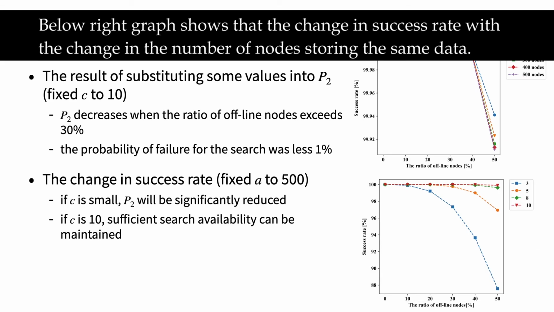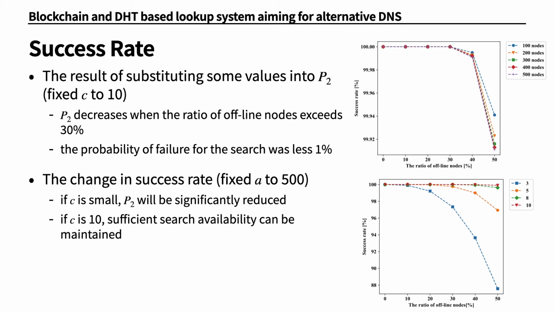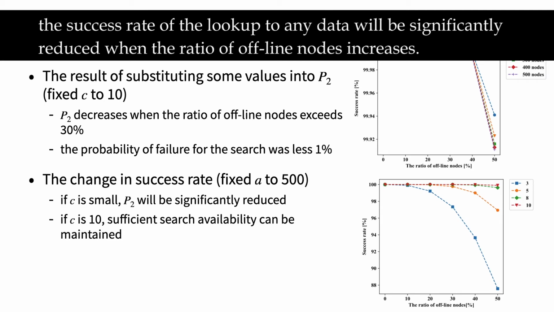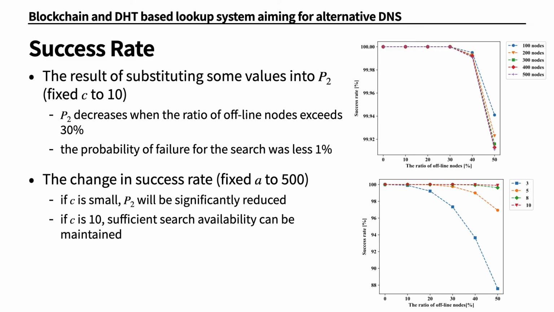And the lower right graph shows the change in success rate with the change in the number of nodes storing the same data. If the number of nodes that store the same data is small, the success rate of the lookup of any data will be significantly reduced when the ratio of offline nodes increases.